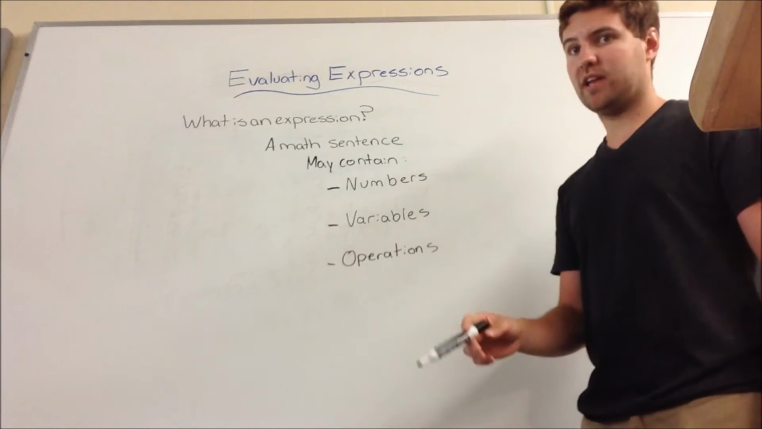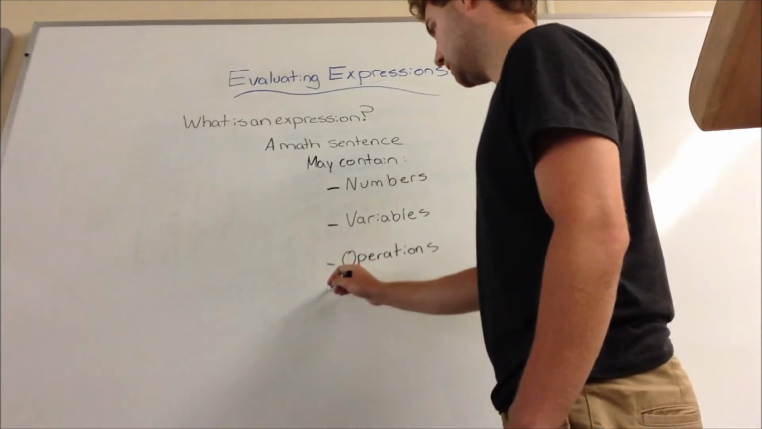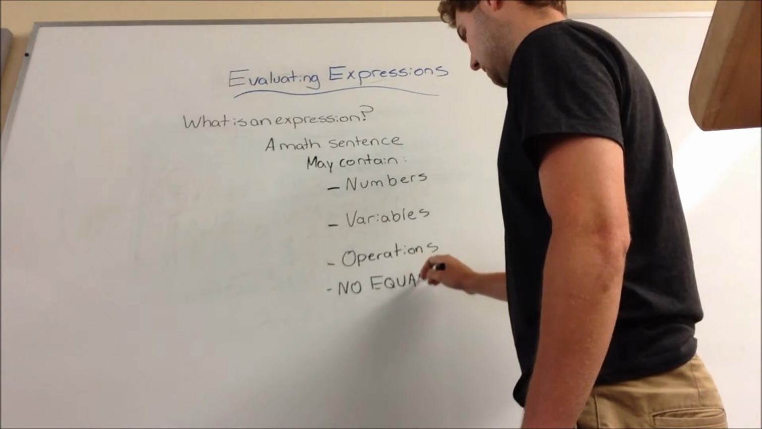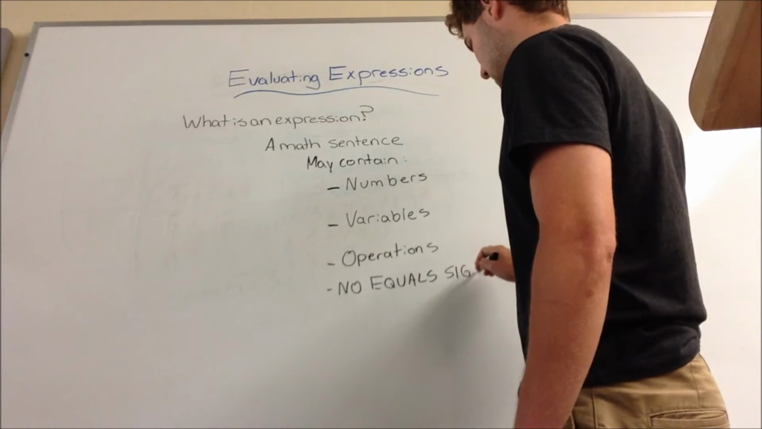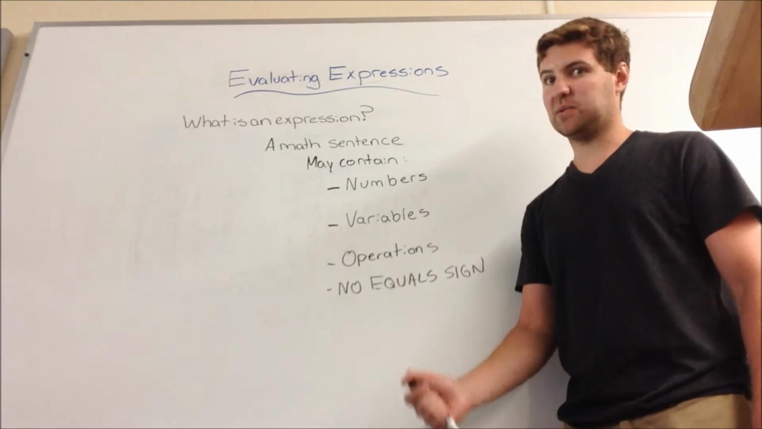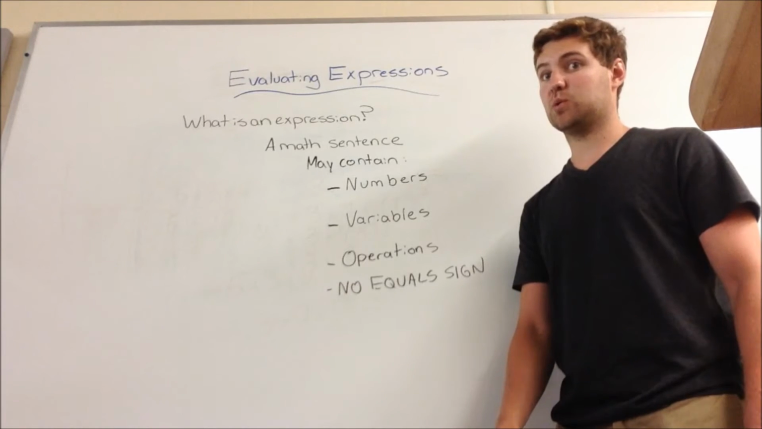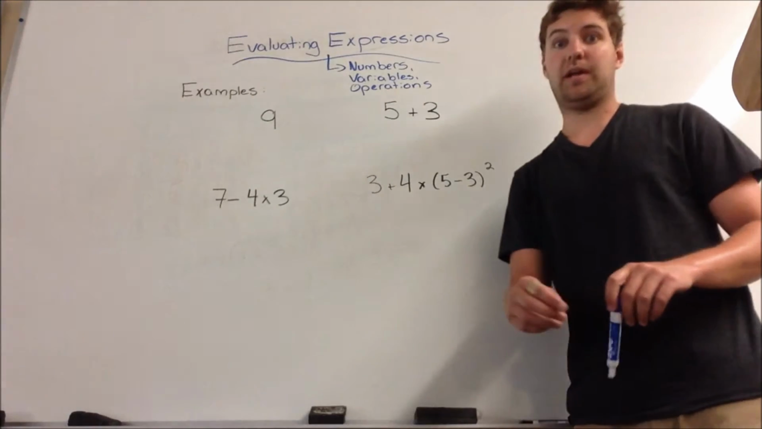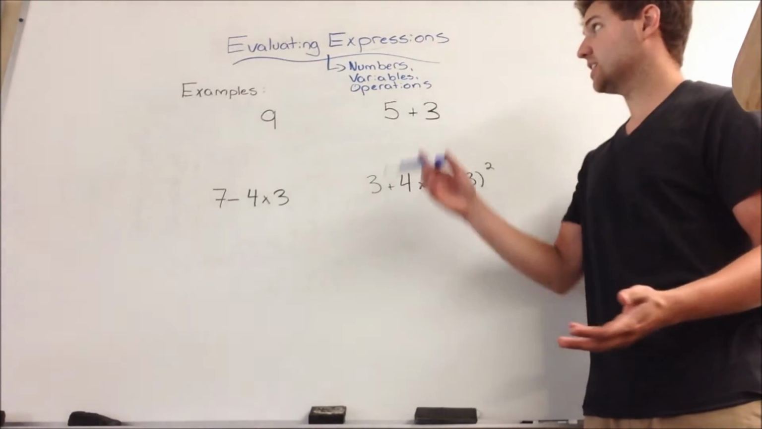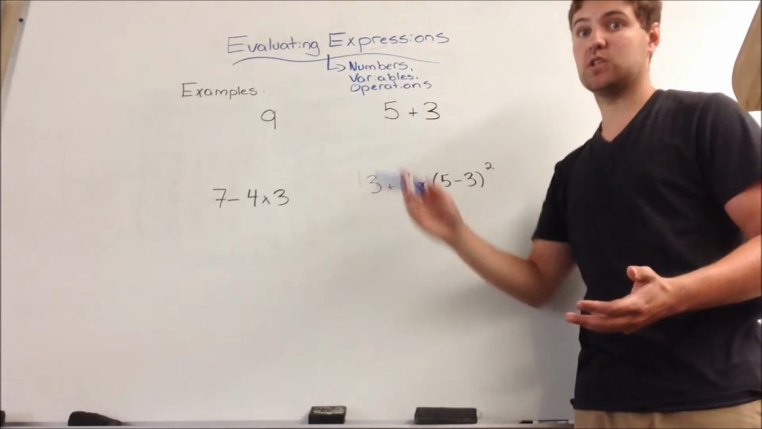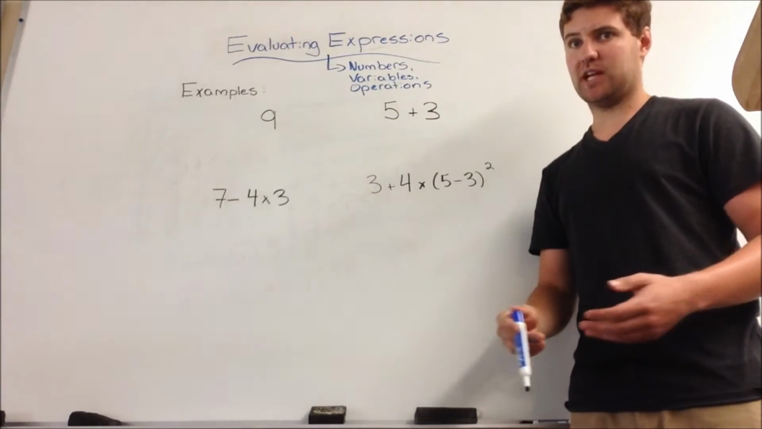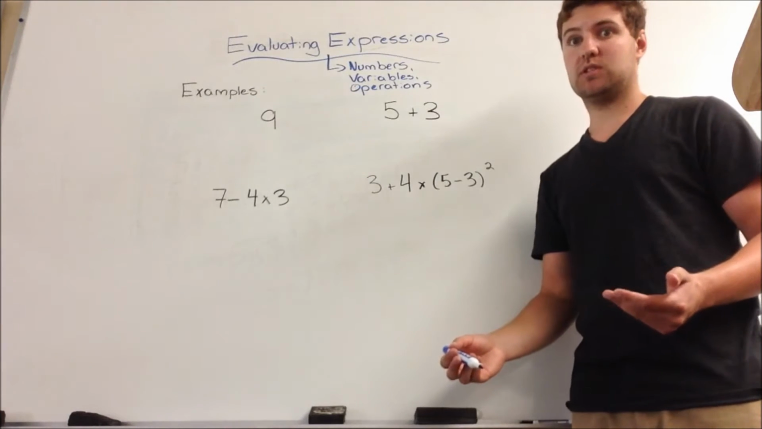One thing an expression is not allowed to have in it is an equal sign. Right? They don't have equal signs in them. If it had an equal sign in it, it would be something called an equation, which we'll look at a little bit later as well. Okay, so we now know that expressions in math are like math sentences that can contain things like numbers, variables, or different operations.